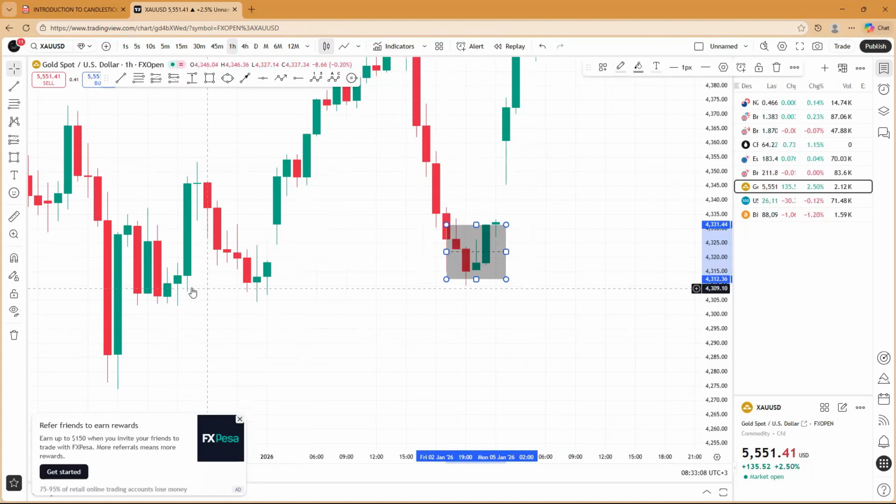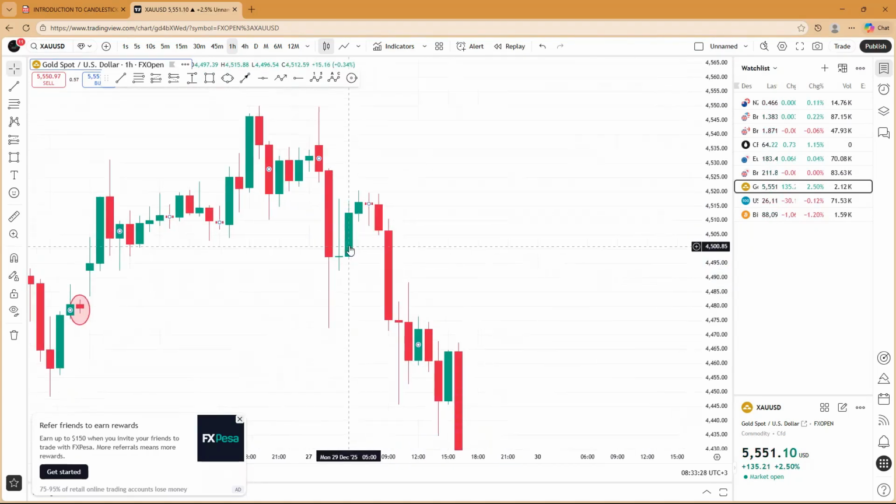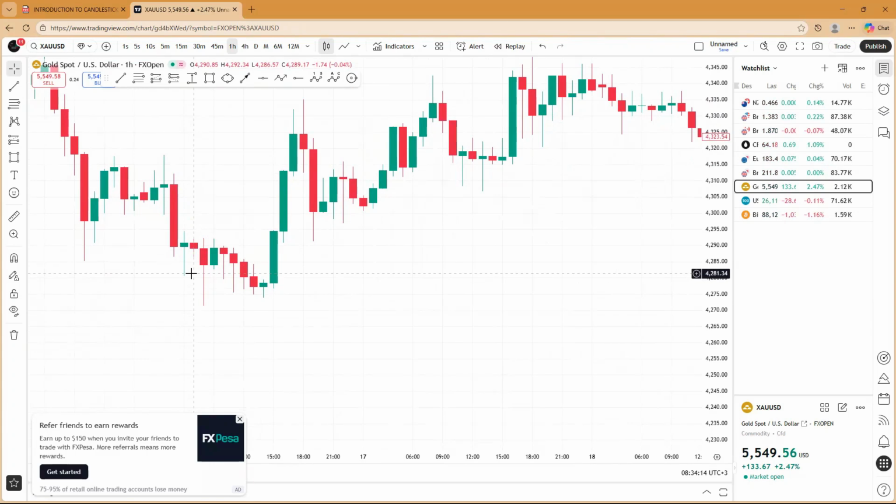So let's try to look at the evening star. This is the evening star. We had a green candle, price was going up, and then we had a small candle, it might be red or green, where the red candle came in and engulfed the whole pattern, forming an evening star.